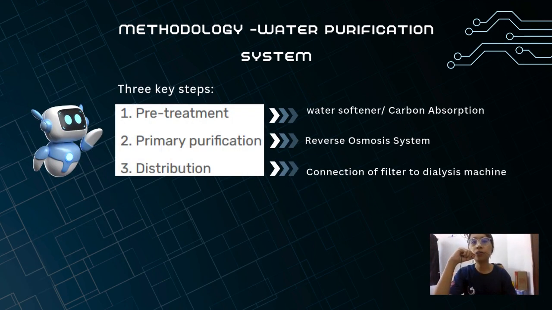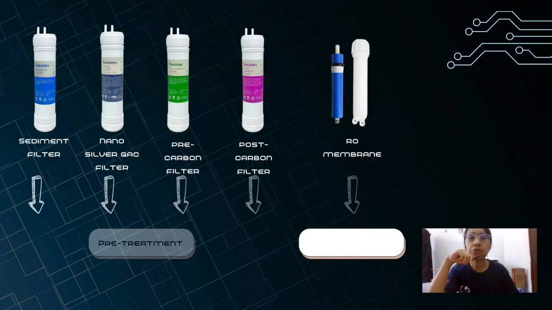The first one is the pre-treatment, which includes the water softener and the carbon absorption. The second one is the primary purification, which includes the reverse osmosis system, where the reverse osmosis membrane is used. The third one is the distribution. It describes how the raw water becomes clean water after filtering, and how the clean water is transferred to the hemodialysis machine. This slide shows the filter that we have used for each key step.